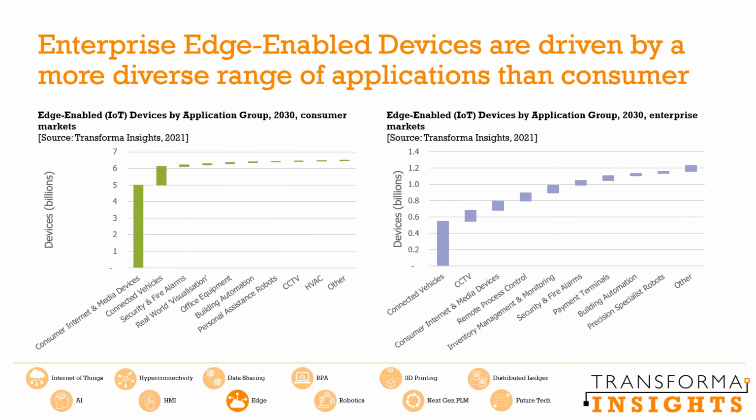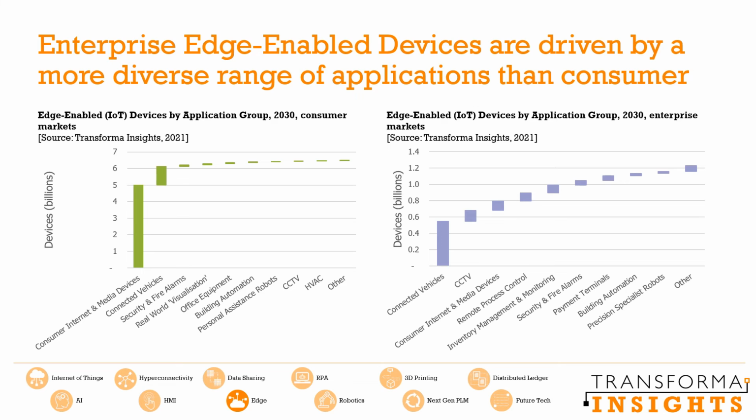Just focusing on the edge enabled devices for a moment, you'll see that firstly from these two charts, on the left we've got consumer markets, on the right hand side we've got enterprise markets, and this is edge enabled IoT devices. Firstly, you'll see that the consumer numbers are far bigger than the enterprise numbers, so the consumer numbers get to approaching 7 billion by 2030, whereas the enterprise numbers are more like 1.2 billion.